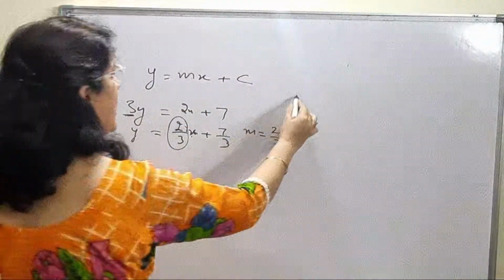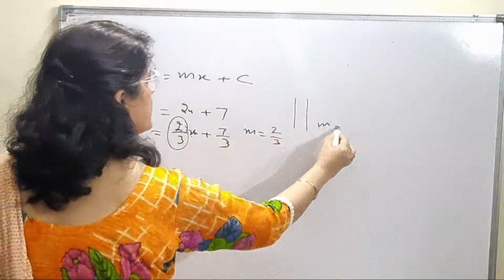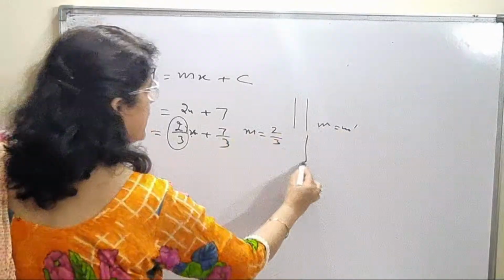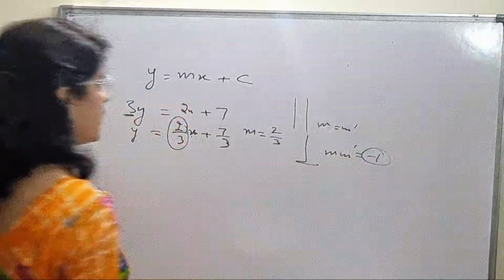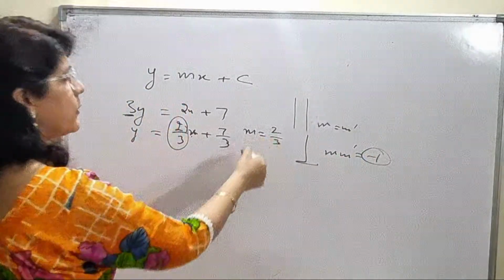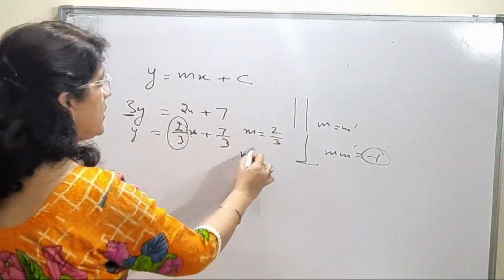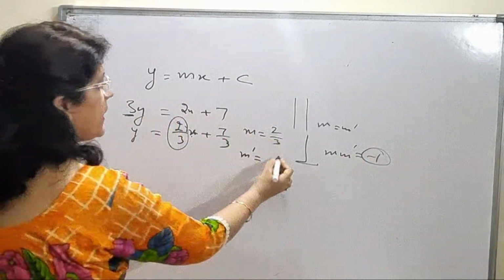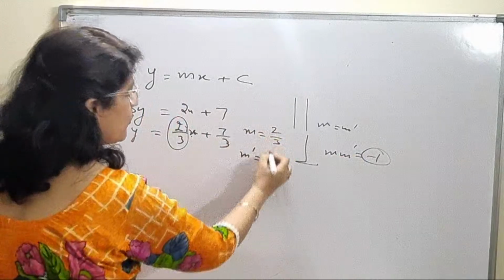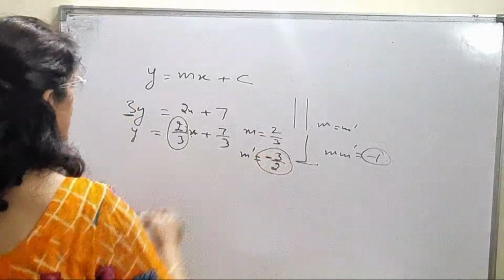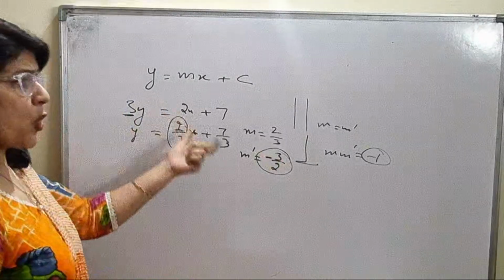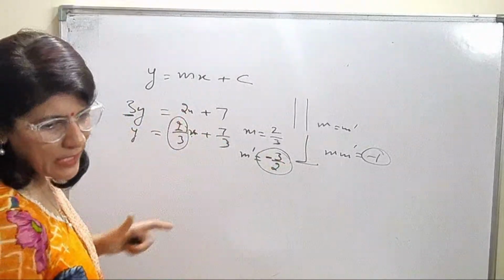If two lines are parallel, then they have same slope. M is equal to m dash. If they are perpendicular, then m into m dash is equal to -1 only. So if this slope is given and we need to find the slope of perpendicular line, then slope of perpendicular line will be negative reciprocal. So 2/3 means 3/2 and negative sign. So -3/2. Negative reciprocal of line will give the slope of the perpendicular line to the given line only.